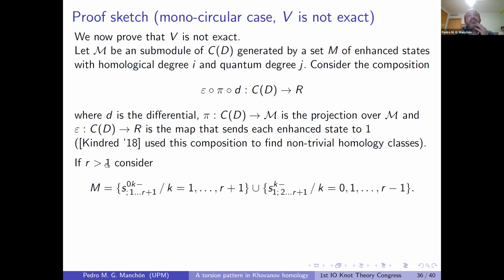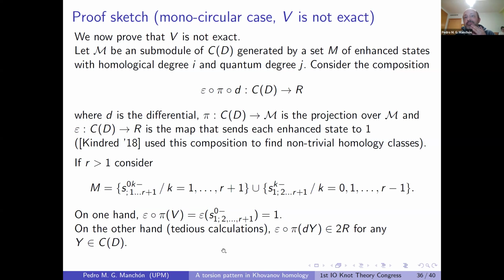Now, if R is greater than 1, consider this set of enhanced states, this particular set. What happens then is, on one hand, epsilon composed with pi applied to V is just 1. This happens because in this module, the only summand of V is when you have here K equal to 0, which is this summand. So this gives you 1.